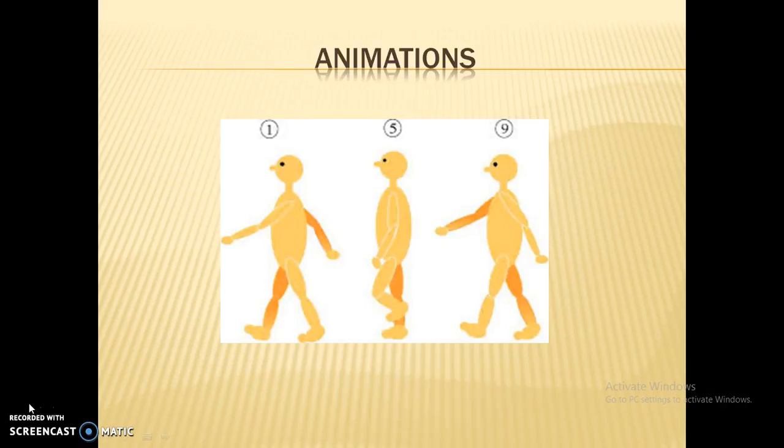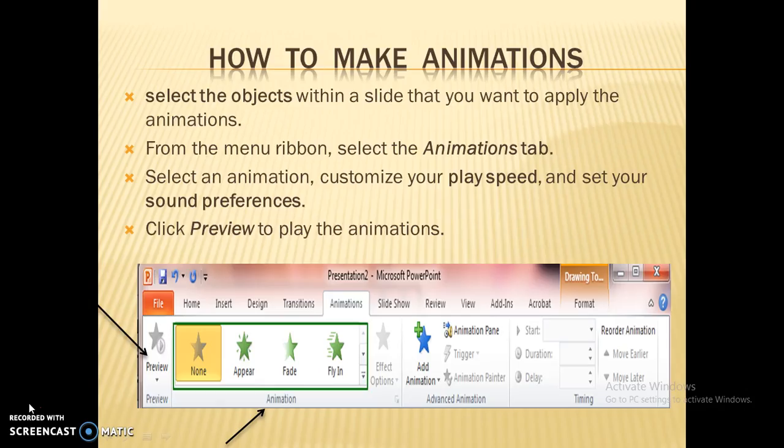Next section is animations. You know that animation is nothing but moving the picture. Here now we will see how to make animations. First, select the objects within the slide that you want to apply the animations to. From the menu ribbon, select the Animation tab. Select an animation, customize your play speed and set your sound preferences and click Preview to play the animations.